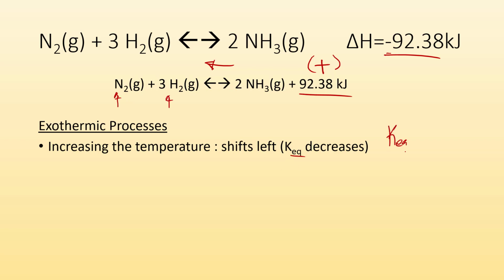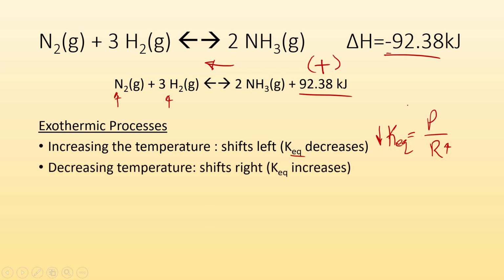Remember, KEQ always has the products over the reactants. So if we're increasing the reactants, the value for KEQ is going to go down. And then the opposite, if I were to decrease the temperature, well, hey, I'm removing heat from my equilibrium. I got to shift to replace it. So that means I'm going to end up making more products, which is going to increase the KEQ because instead of increasing the reactants, now we're increasing the number of products that we got, which is going to increase our KEQ. Remember, if you change temperature, you change the KEQ value.